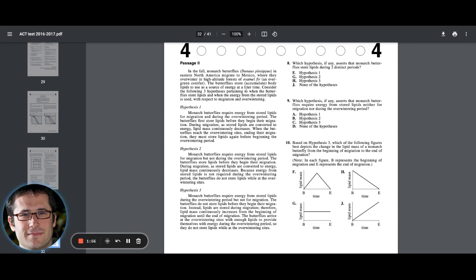You should start by just skimming it because you're not going to remember all the details. You're just skimming and trying to see what are the differences here. Monarch butterflies require energy from stored lipids for migration, blah blah blah. They require energy from stored lipids for migration, but not during the overwintering. So right there, you see this is not during overwintering. This is during overwintering, and you have a contrast. Monarch butterflies require energy from stored lipids during the overwintering, but not for migration.